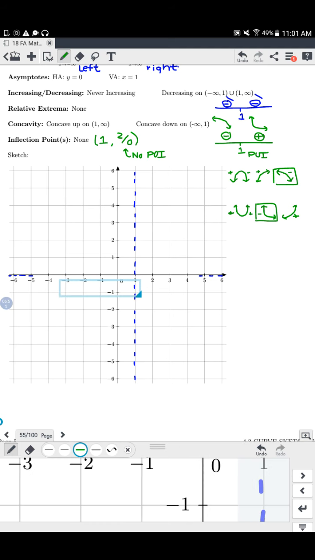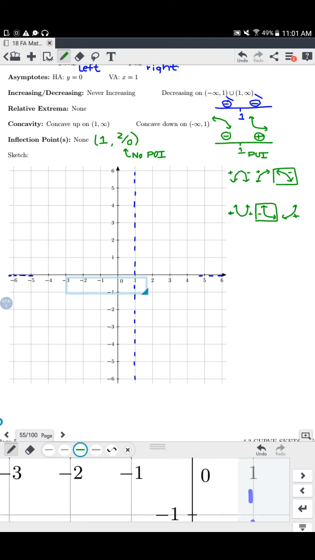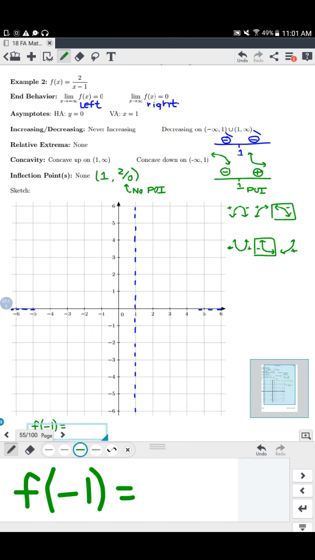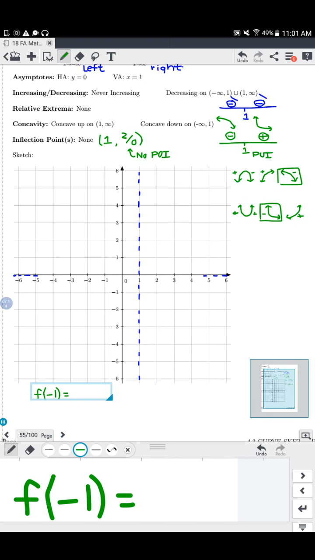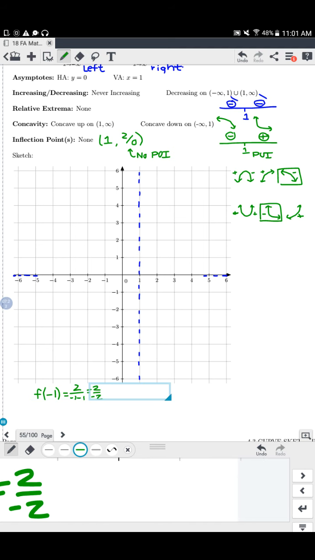So I can plot, again, any point I want to. I can choose any x value. So maybe to figure out where this left side is, I'm going to plug in, say, -1 and 0 into the equation and see what the y values are. So I'm going to plug in just a couple random points. I'm going to do -1, and we're plugging into the original function, which is 2 over x minus 1. So we're going to do 2 over -1 minus 1. So we'll have 2 divided by -2. So the y value with the -1 is -1.